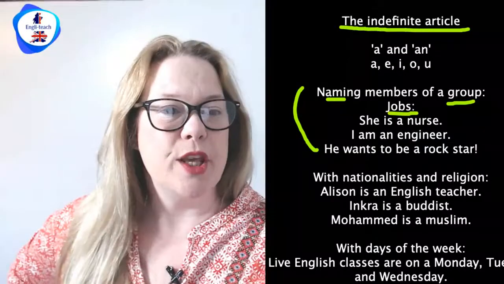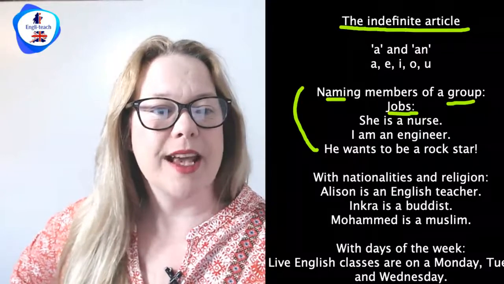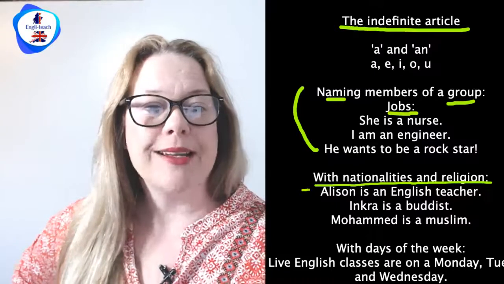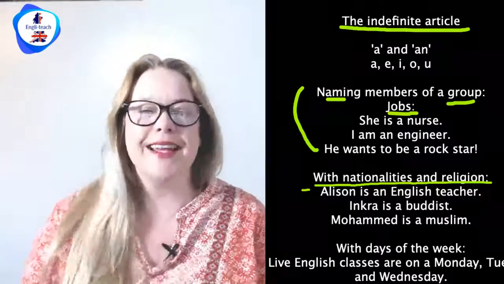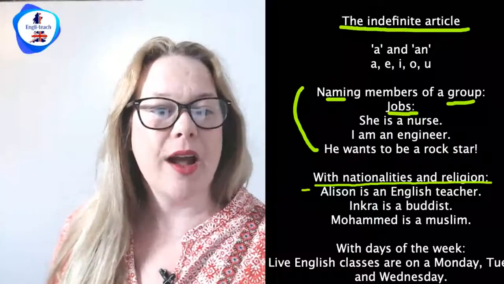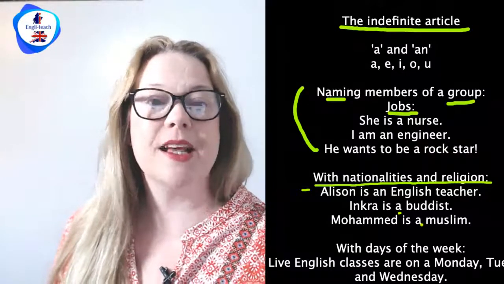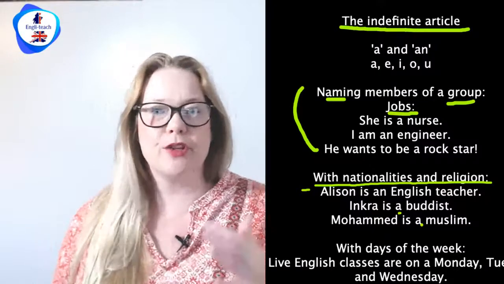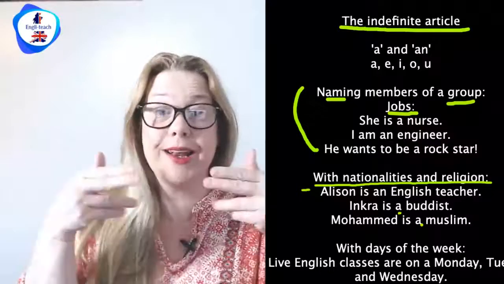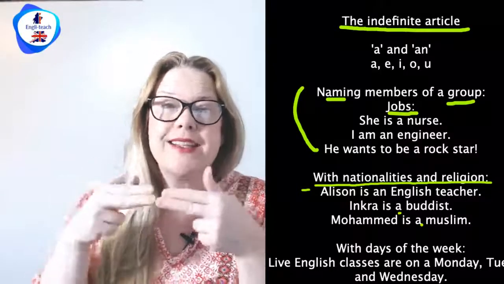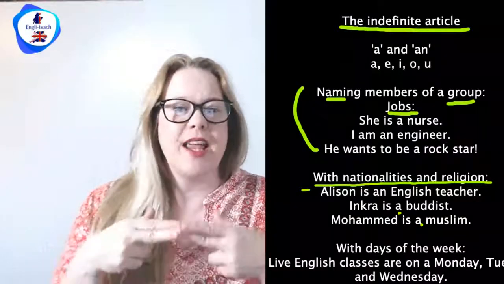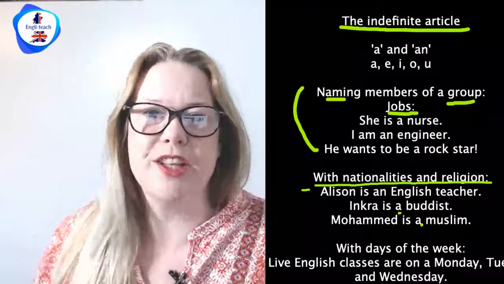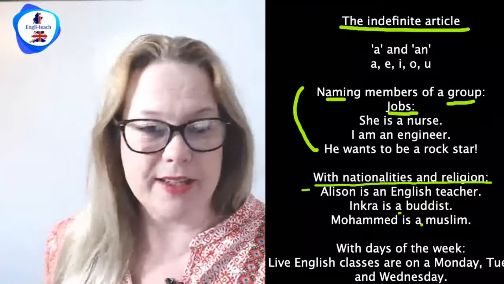But we also use it with nationalities and religion. Okay? So Alison, moi-même, is an English teacher. Inkra is a Buddhist. Mohammed is a Muslim. When we talk about religion, we talk about a religion and we relate a person to it. In a sense, they're almost both a subject. So Inkra is a Buddhist, Mohammed is a Muslim, because a religion is an entity within its own right.